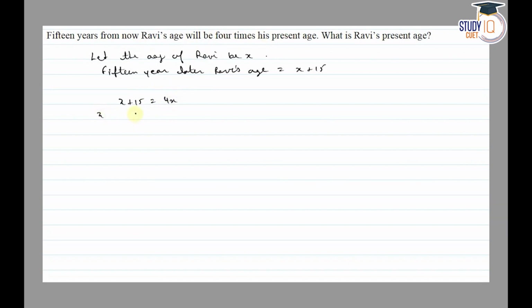So 15 is equal to x को इधर शिफ्ट कर देंगे 4x minus x, so हो जाएगा 3x is equal to 15. So x is equal to 15 upon 3 is equal to 5. So present age of Ravi is 5 years. हमने present age assume करी थी x, so present age of Ravi is 5 years. Thank you.